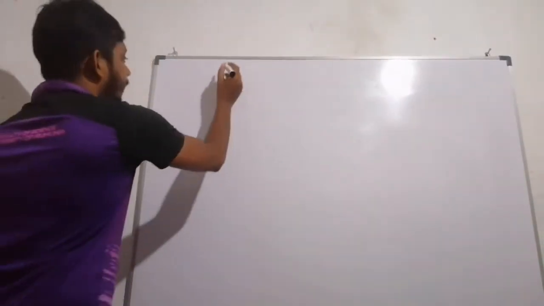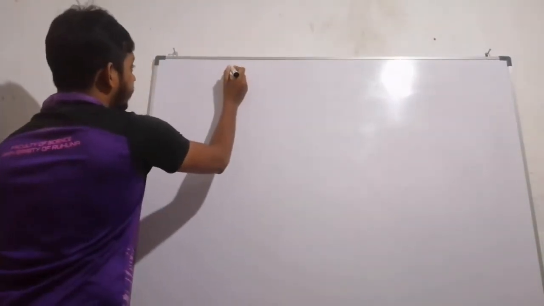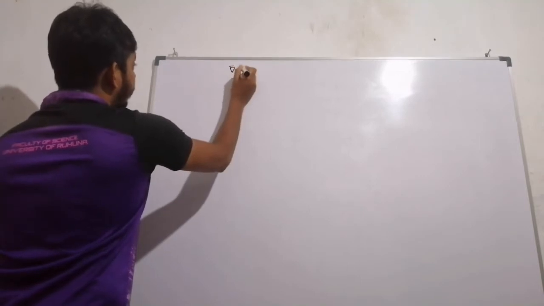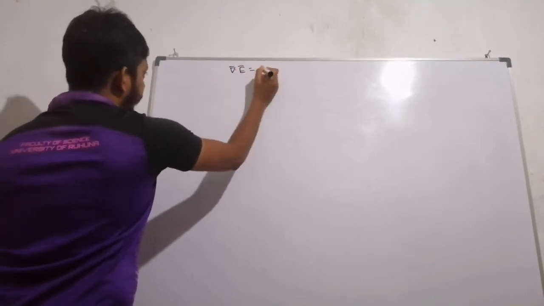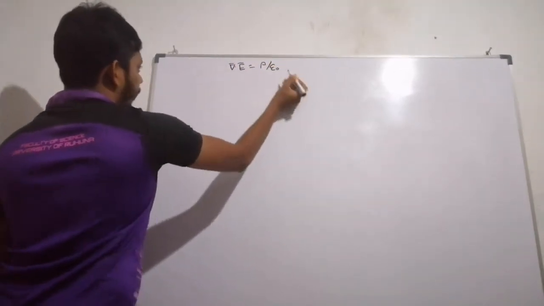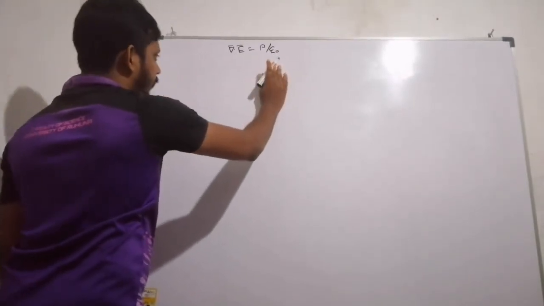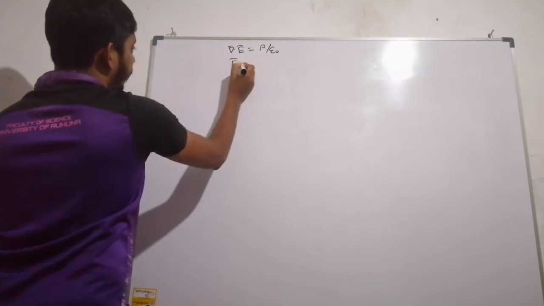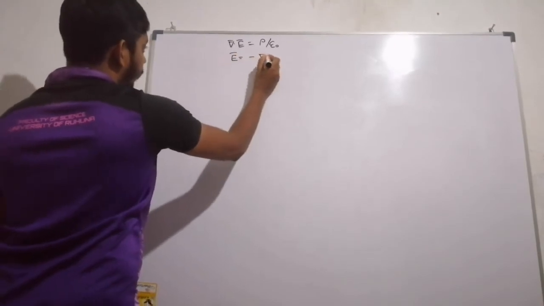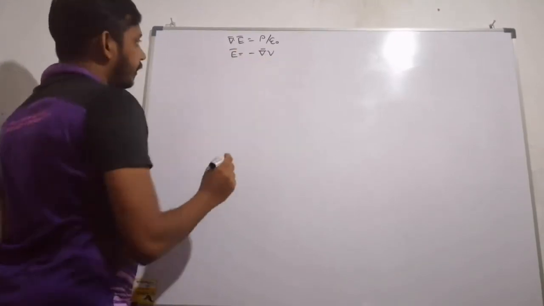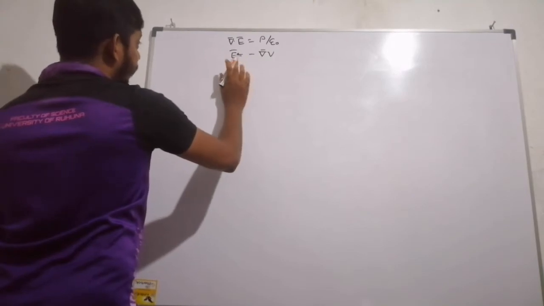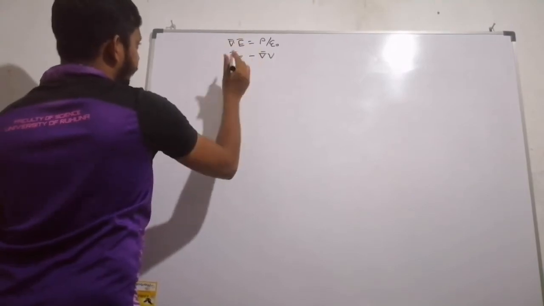Here, first let me write down divergence of E equal rho divided by epsilon naught. This is the differential form of Gauss's law. Then, as we know, electric field equals minus grad V. Then we can substitute this E to here.